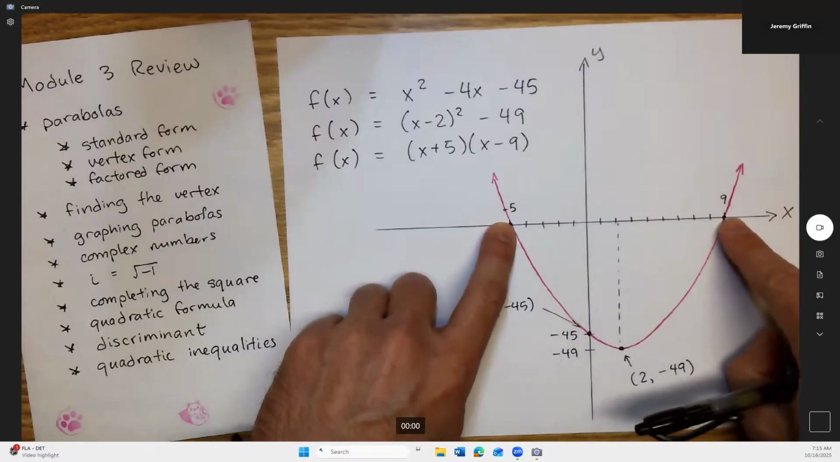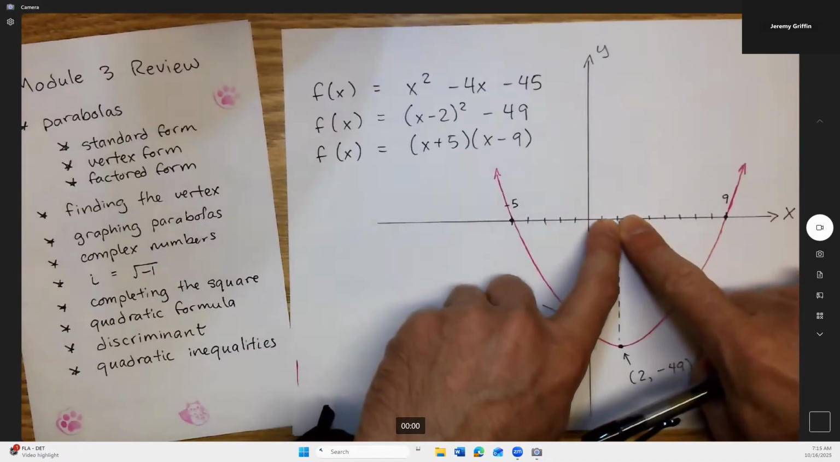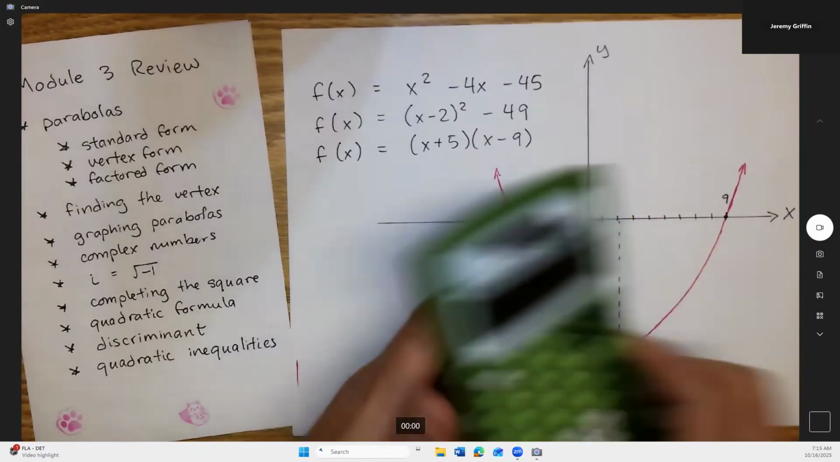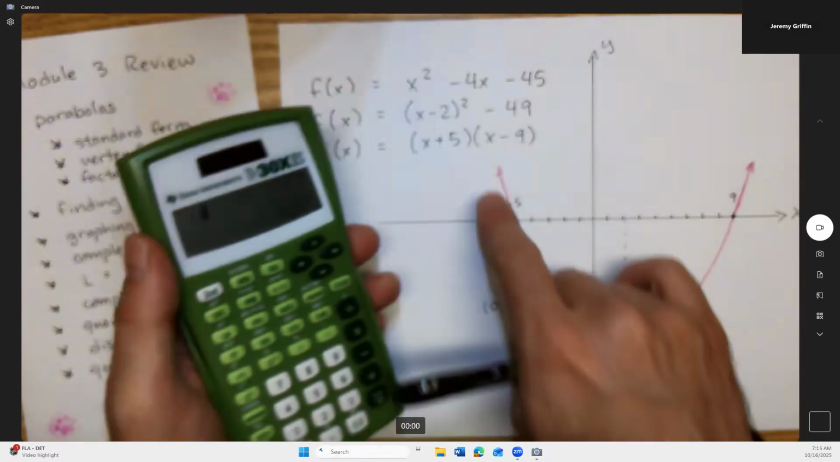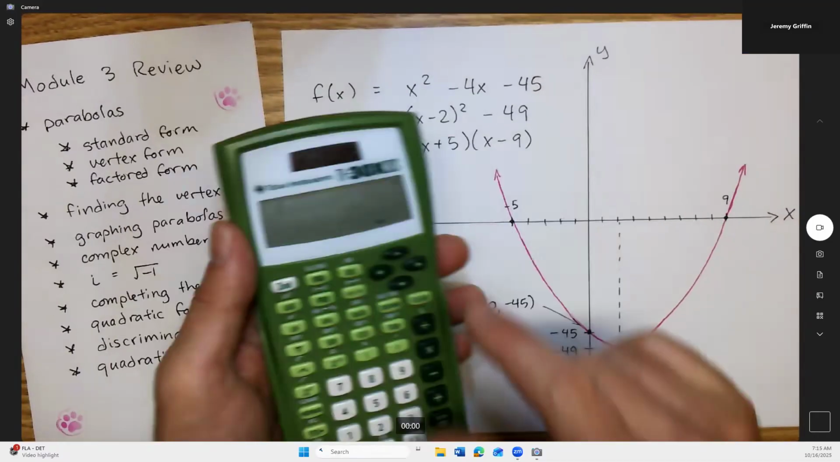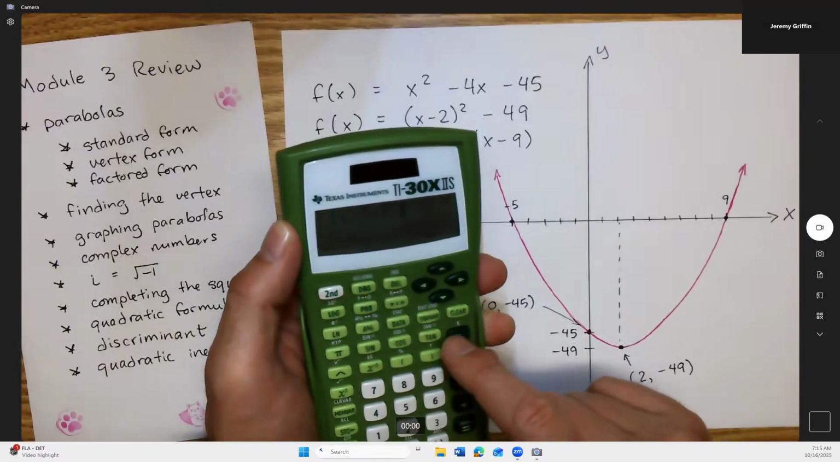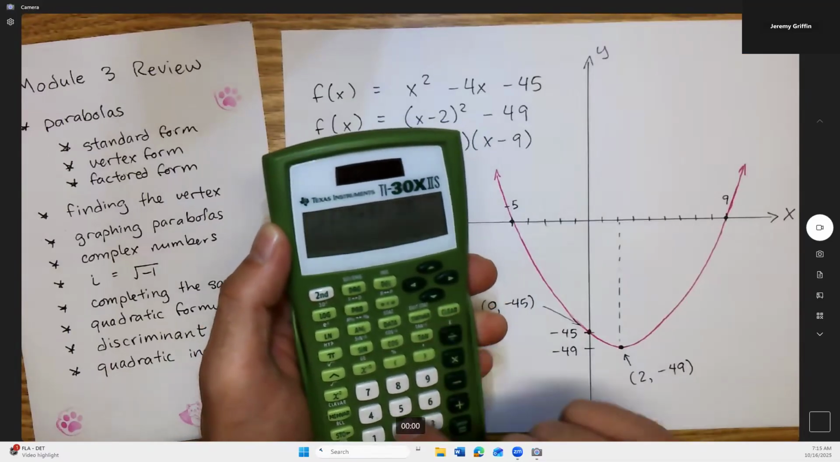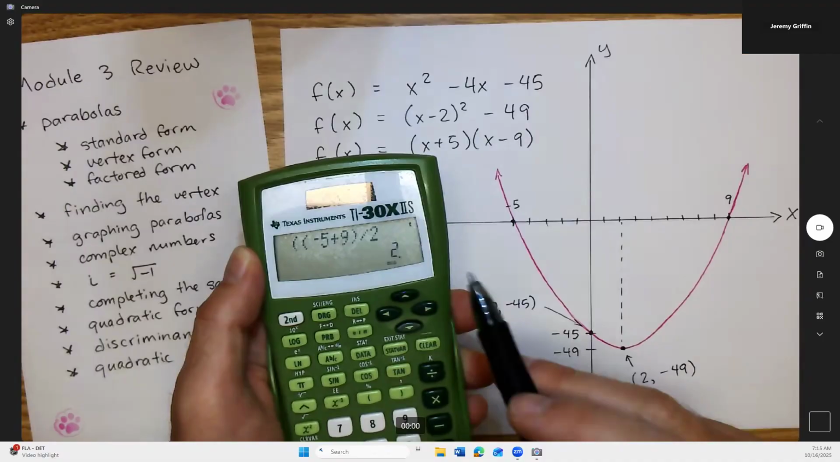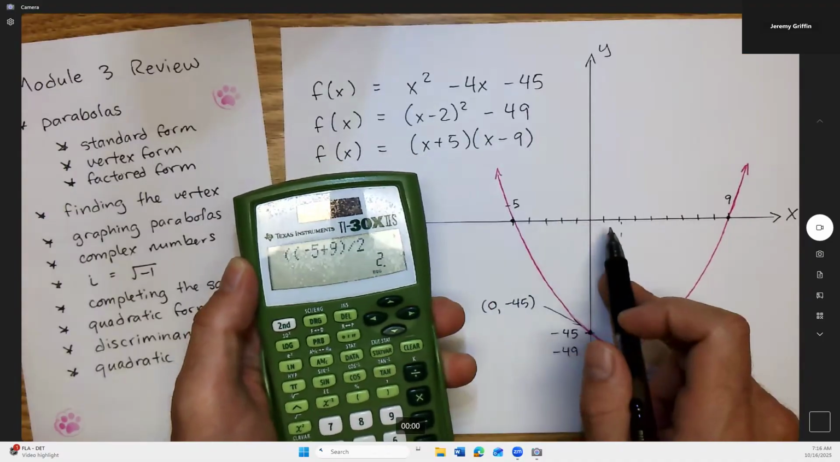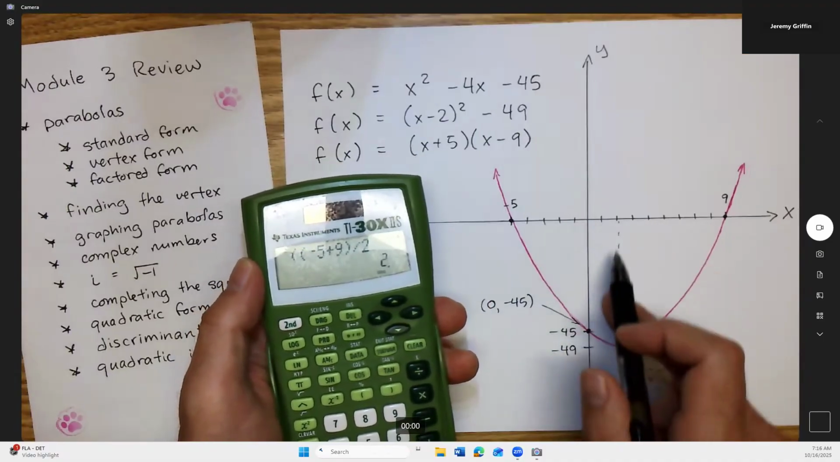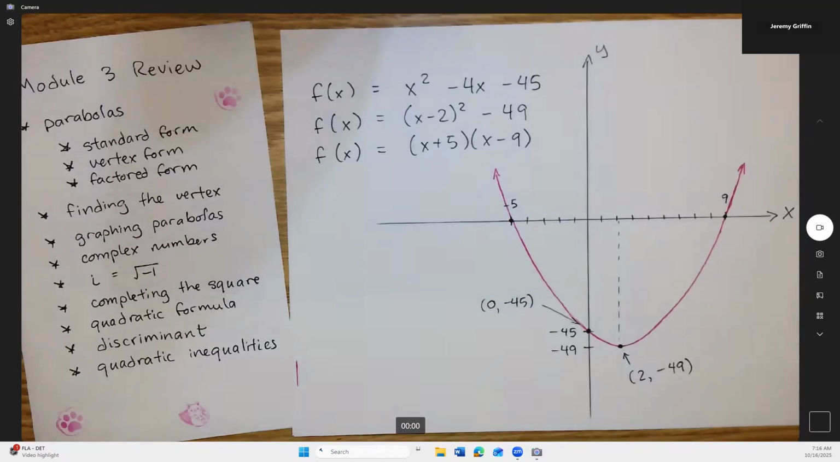So if you find the averages, that's the x location of the vertex. So what's the average of negative 5 and positive 9? Add those together, divide by 2, that gives me the average. It says 2, so the x value would be 2. So I know that the vertex is where x is 2.